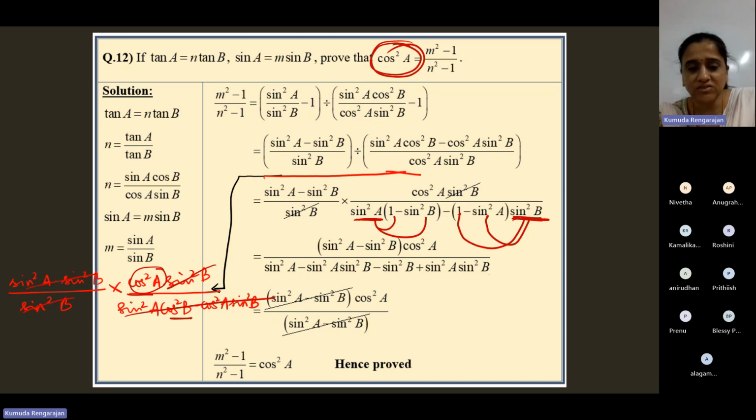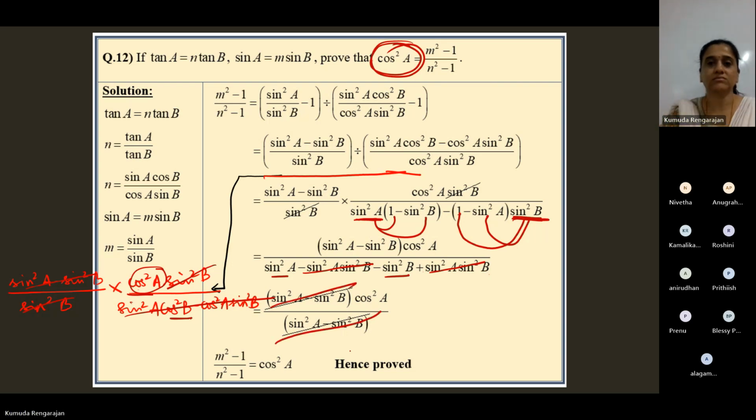Minus sine square a sine square b plus sine square a sine square b. See, these 2 terms get cancelled. So you're left with sine square a minus sine square b. So now that in the numerator gets cancelled. We have the same expression in the numerator and denominator, they get cancelled, and the answer is cos square.